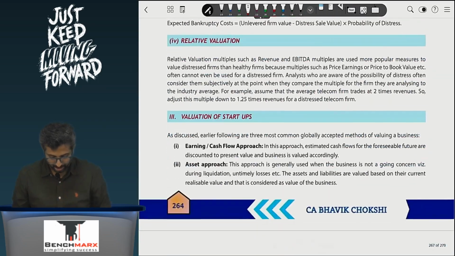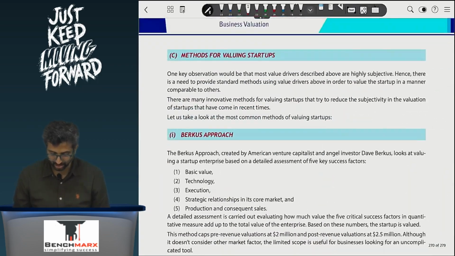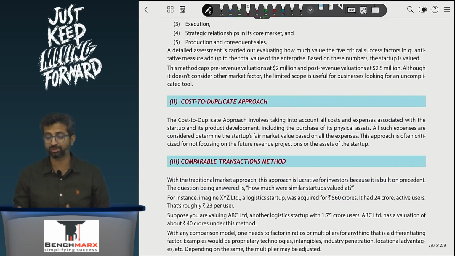Okay. Next, you have certain examples of valuation of startups. So when you go to value a startup, there are various methods for valuing startups, like a Berkus approach. Berkus identified 5 factors, assigned a value of $5 lakh to each of the factors, and found the value. Cost to duplicate approach: if someone were to make a startup like yours, how much money will they have to spend? Comparable transactions: if someone were to have a multiple similar to yours, how much would the value be, like how many dollars per user?